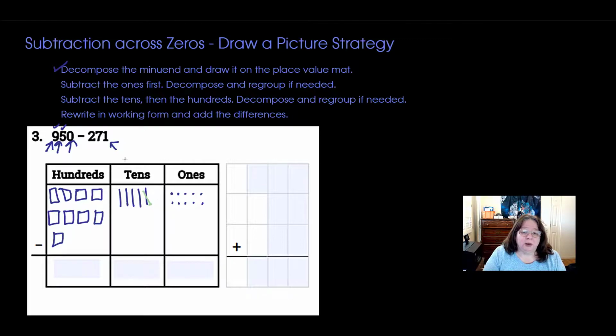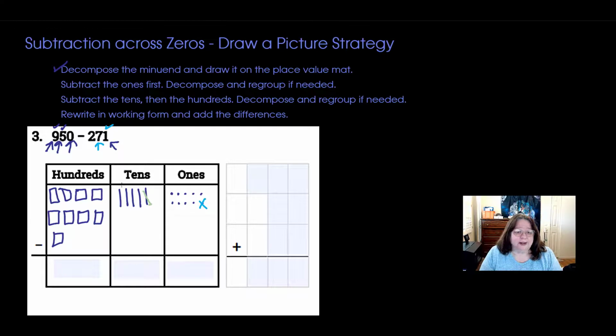Now we've regrouped, but we still need to subtract. How many are we subtracting? We're subtracting 1. Put an X over the 1. Now you can just draw a single line through it. That's fine, either way. So we've subtracted the 1. Now, subtract the tens. How many tens do we need to subtract? We need to subtract 7. How many do we have? 1, 2, 3, 4. We can't subtract 7 when we've only got 4.